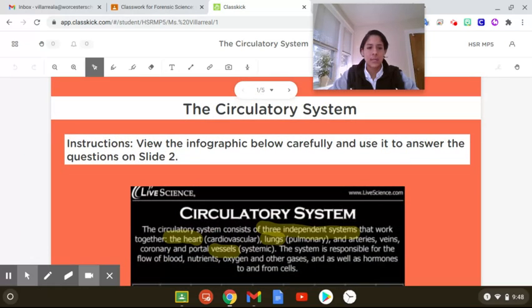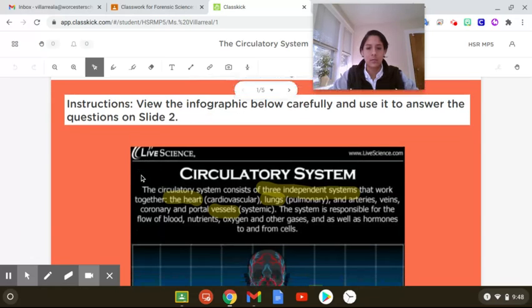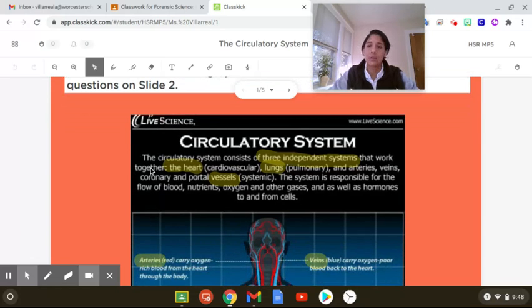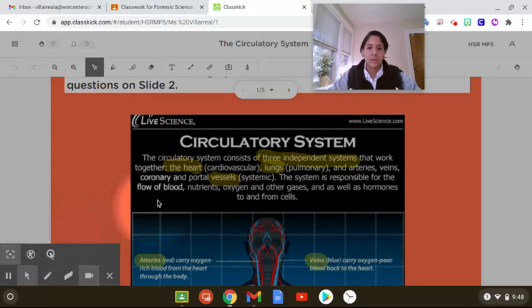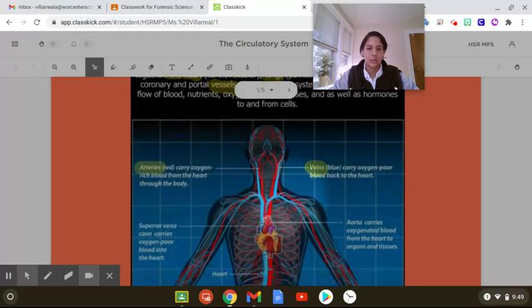The instructions say, view the infographic below carefully and use it to answer the questions on slide 2. So I'll read this briefly. I have underlined the important parts that will help you on your questions on slide 2. The circulatory system consists of 3 independent systems that work together: the heart, cardiovascular, lungs, and pulmonary. Arteries, veins, and portal vessels are the systemic. This system is responsible for the flow of blood, nutrients, oxygen, and other gases, as well as hormones to and from cells. Then it goes through and lists the parts.